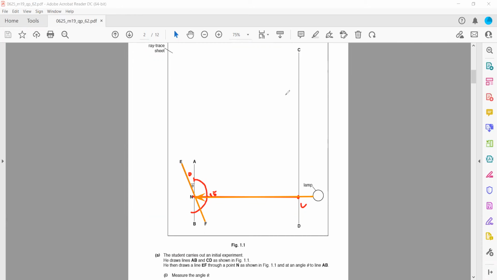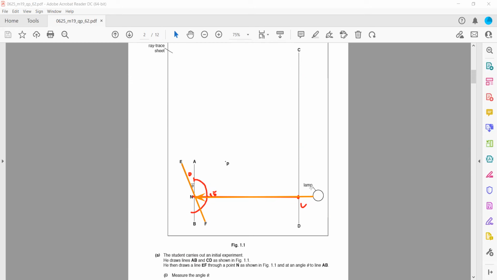So we should place the pin as far as possible. What is the advantage? Because when the distance is more, the possibility of drawing many lines through the point will decrease. So the question is, a student places the pin to observe the reflected ray from the lamp.